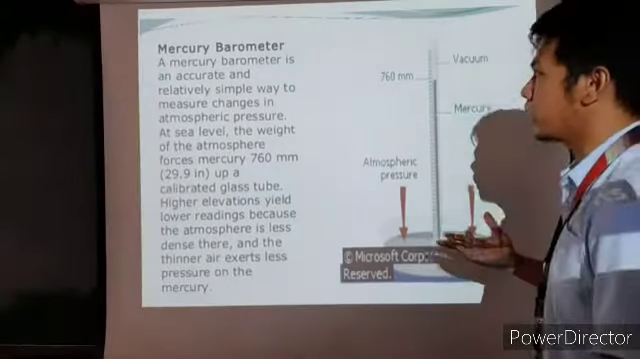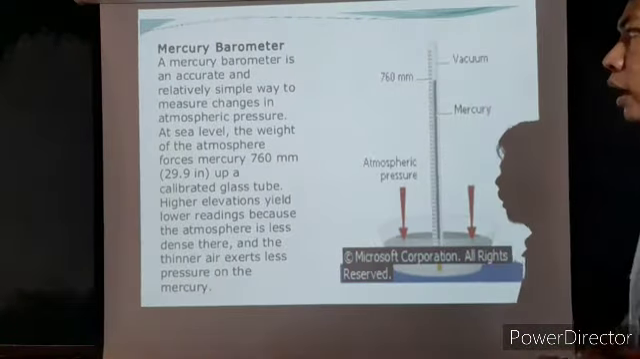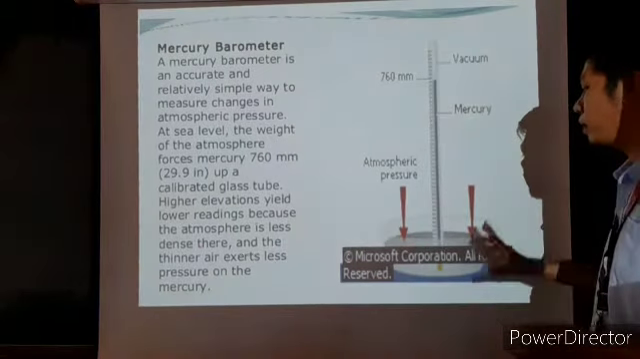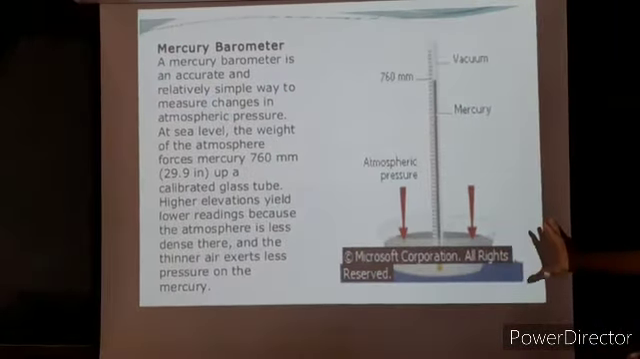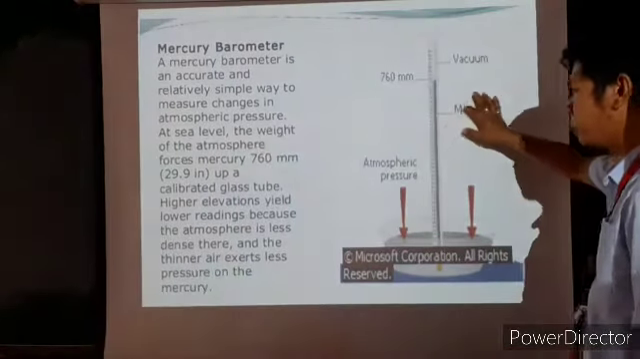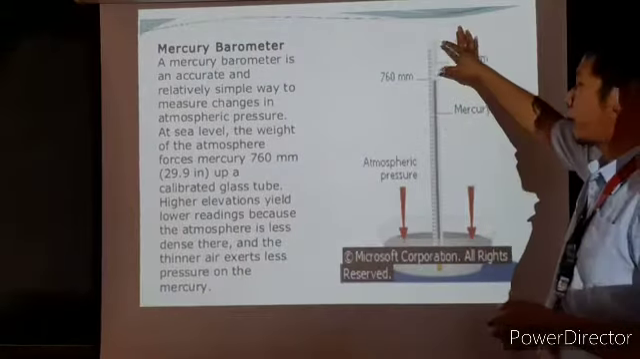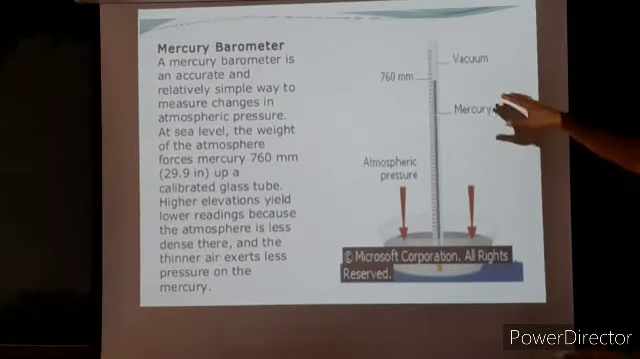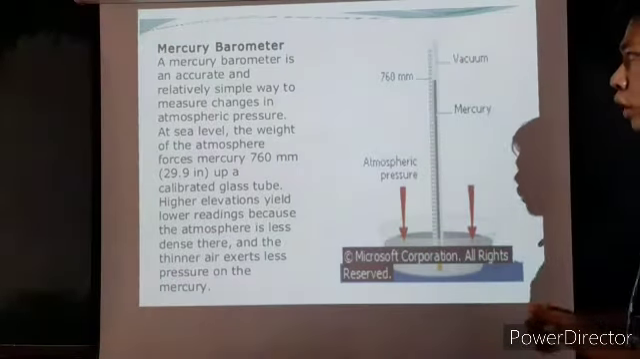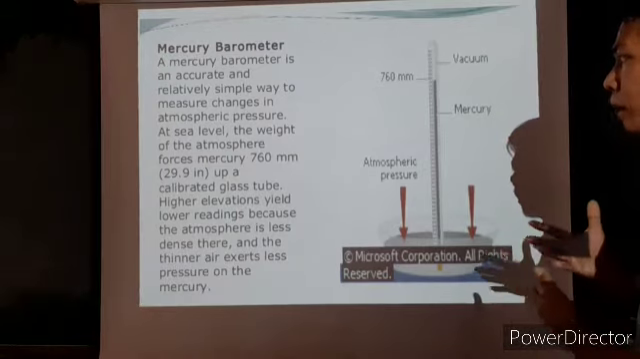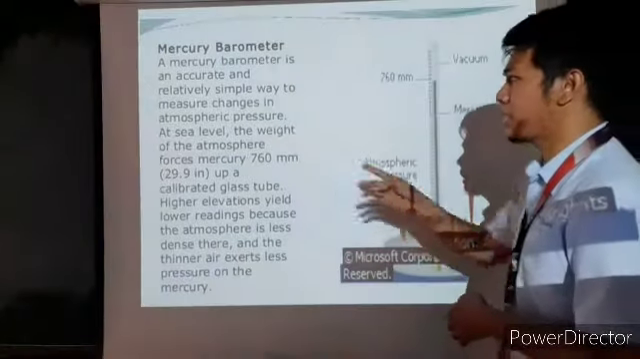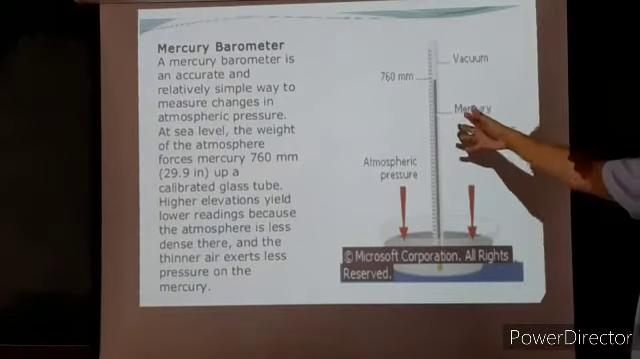A mercury barometer is an accurate and relatively simple way to measure changes in the atmospheric pressure at sea level. So we have this setup, or in this image, as you see, we have a thermometer, and inside the thermometer is mercury, and then we have the vacuum. So in this setup, this thermometer is used to measure the pressure or the atmospheric pressure at sea level. So before, mo na siya ang ginagamit.